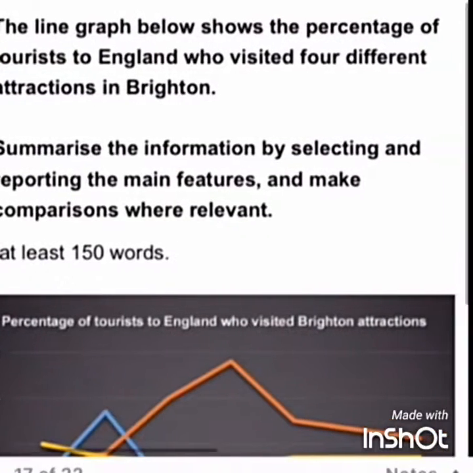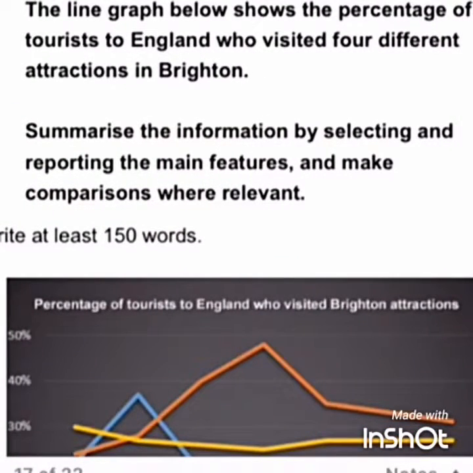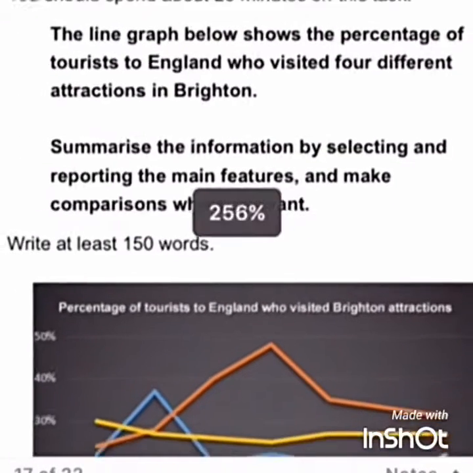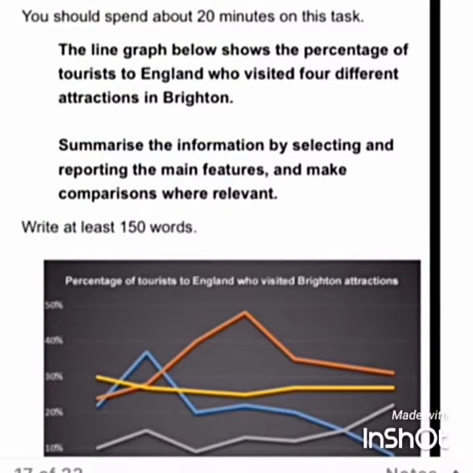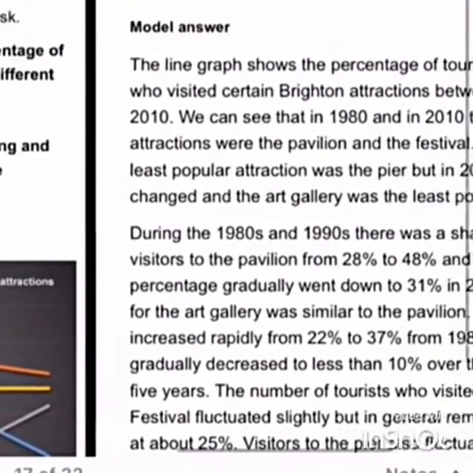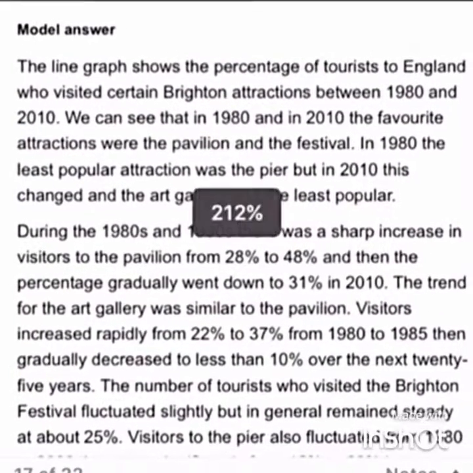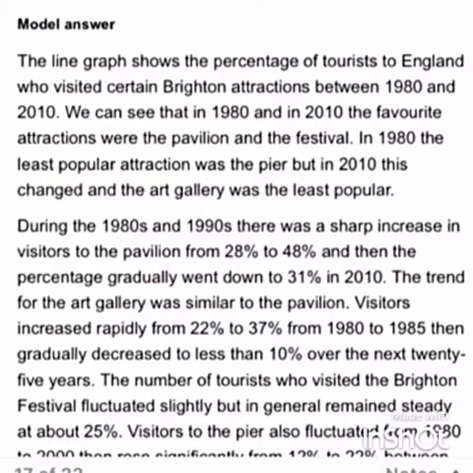The line graph below shows the percentage of tourists to England who visited 4 different attractions in Brighton. Now the first phase that we are to do in a line chart is to introduce the line chart. Now this is the statement of the line chart given. How do we make an introduction? We paraphrase the statement. The line graph shows the percentage of tourists to England who visited certain Brighton attractions between 1980 and 2010. So this line here till 2010 is the introduction. It means paraphrasing of the statement given.